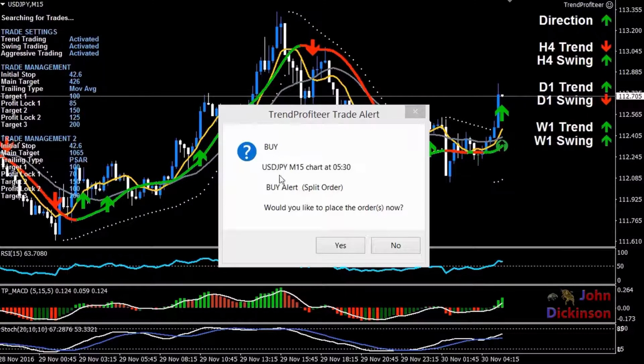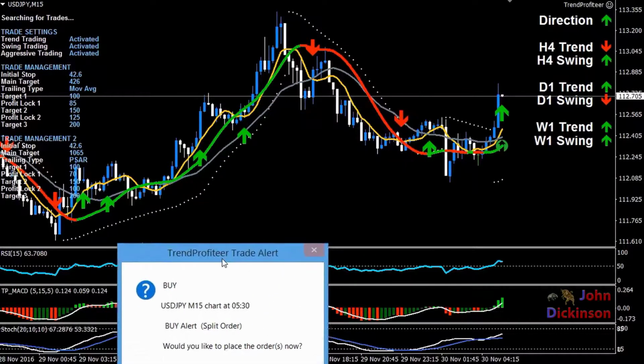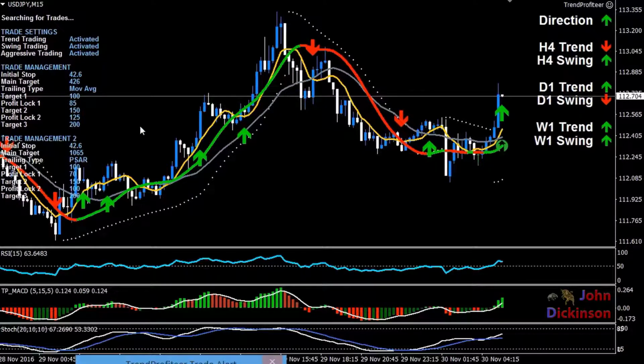I'm on the 15-minute chart, and I'm looking at a buy. So I'm going to put this to the side. You can see we had some nice moves upward, then down. We've had one buy that failed, and now we've got another buy at around the same level.